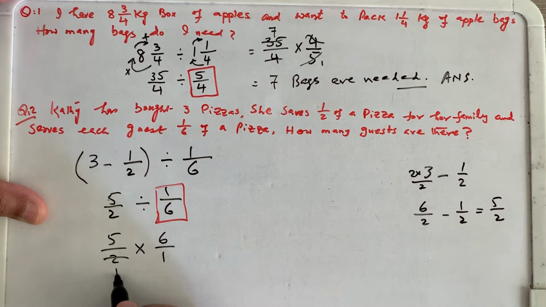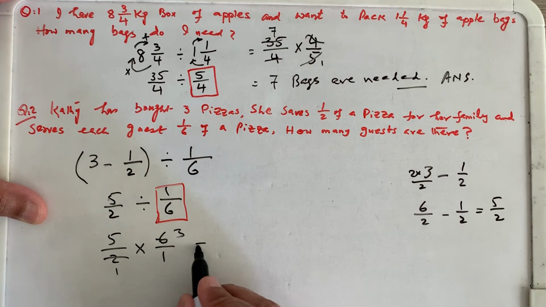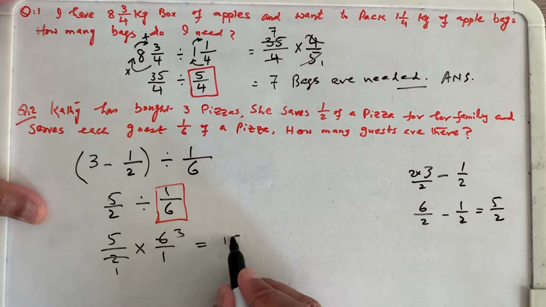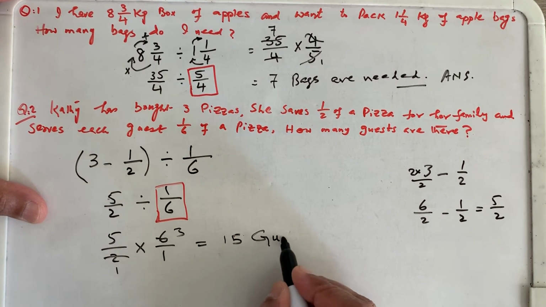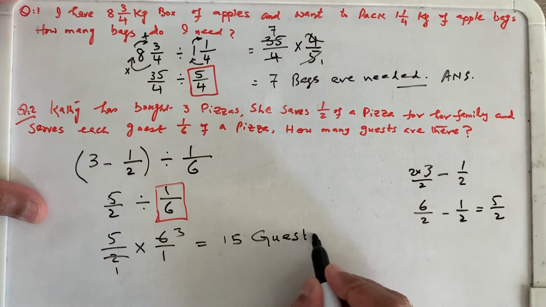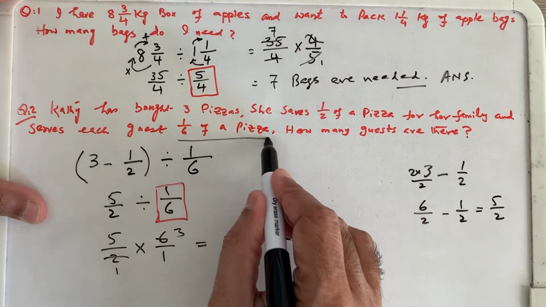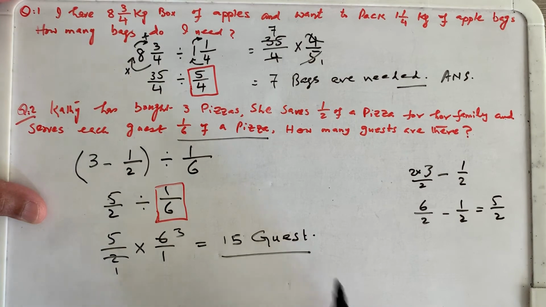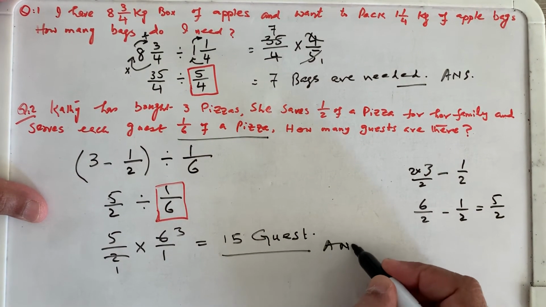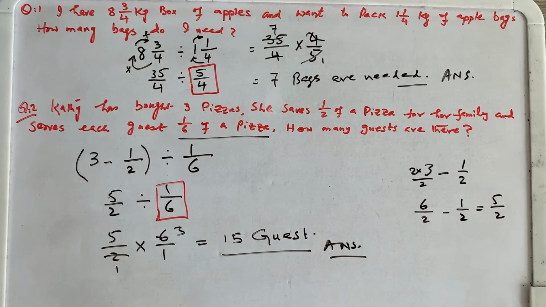And then we cut: 2 ones are 2, 2 threes are 6. 5 times 3 is 15. So there are 15 guests if Kathy is serving 1 by 6th of a pizza to each guest, right? So there are 15 guests in total.